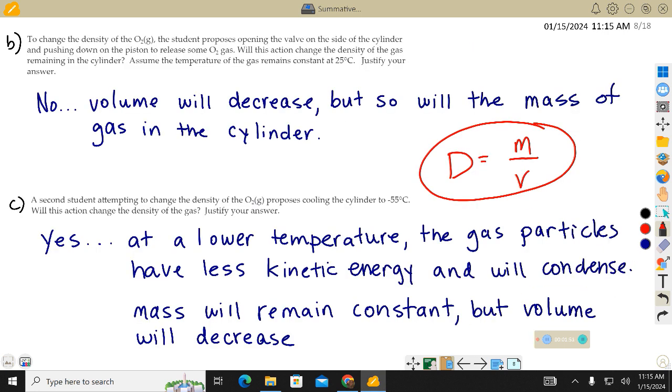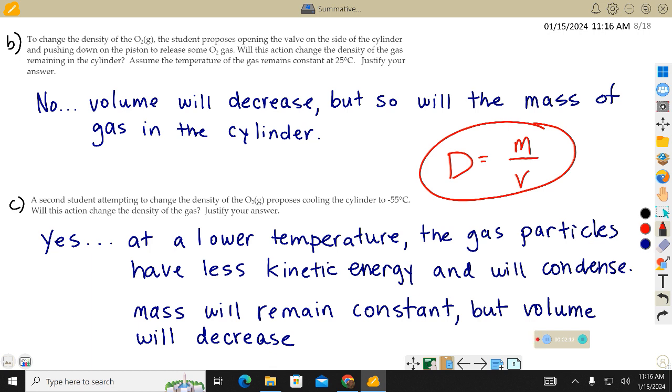Part B, to change the density, a student proposes opening the valve on the side of the cylinder, pushing down on the piston to release some oxygen gas. Will this action change the density of the gas remaining in the cylinder, assuming that the temperature remains constant?